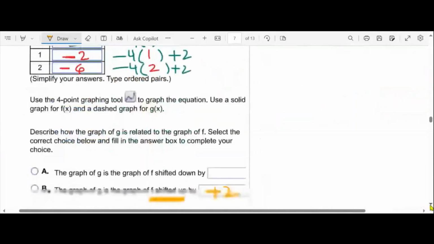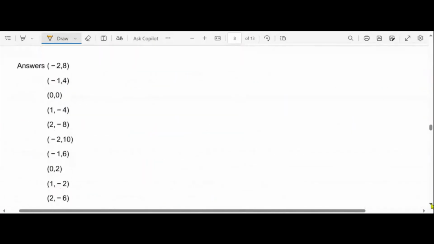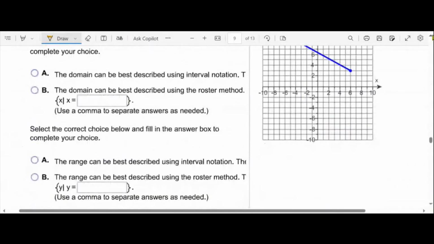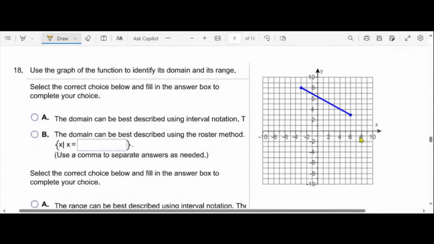All right, let's move to the next one. Number 18. Use the graph of the function to identify its domain and its range. Select the correct choice below and fill in the answer box to complete your choice.